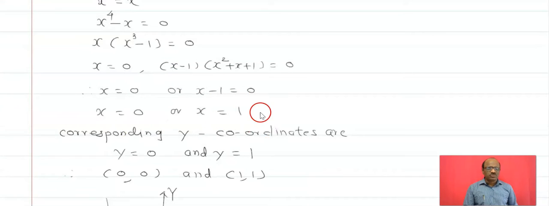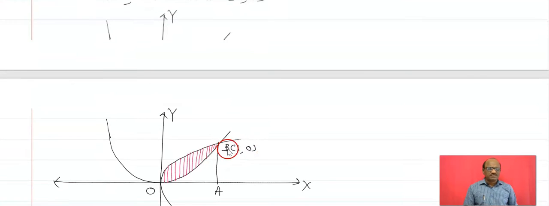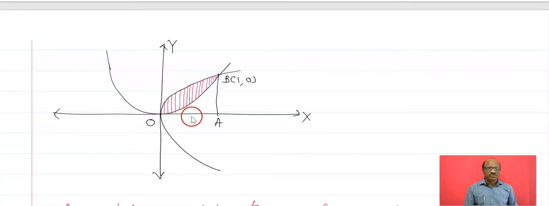x is equal to 0 or x is equal to 1. The corresponding y coordinates are y is equal to 0 and y is equal to 1. Therefore the points of intersection of the two parabolas are (0, 0) and (1, 1). Now see this figure. Again we'll find the area below each parabola and then subtract them.